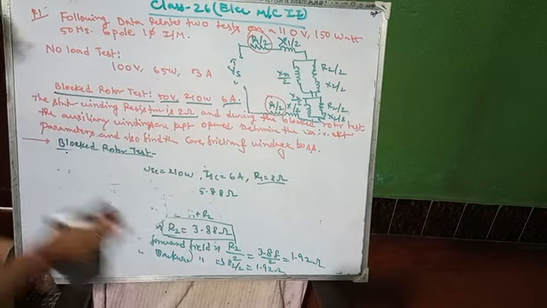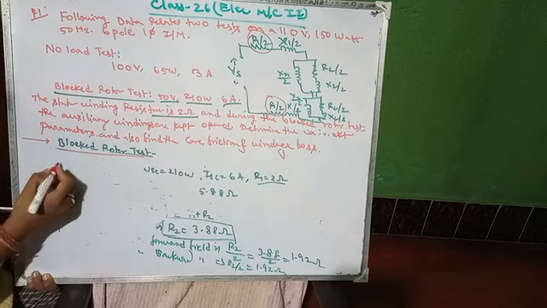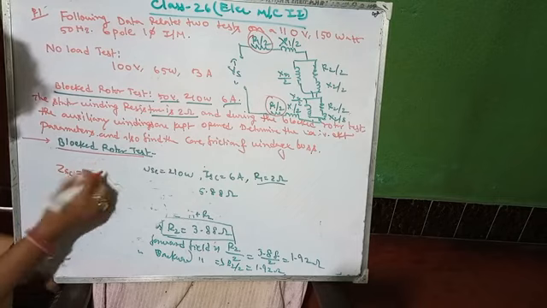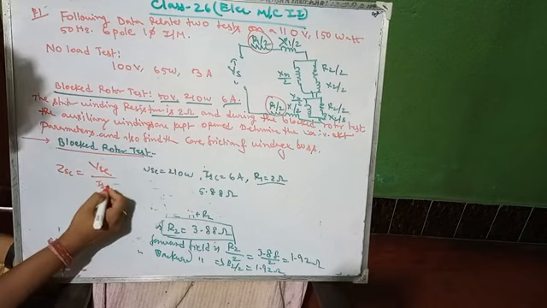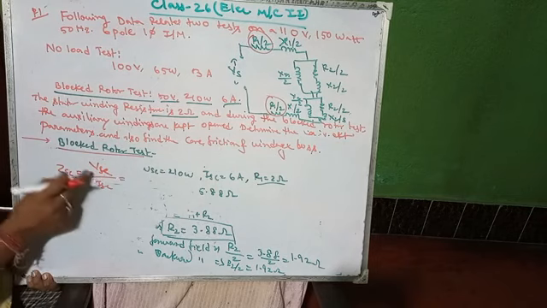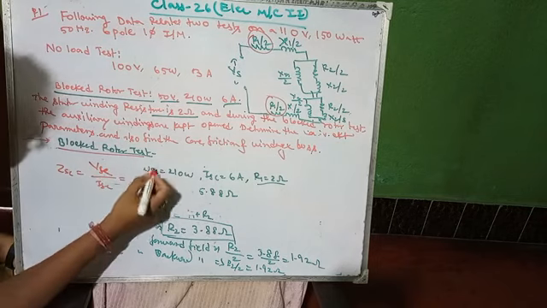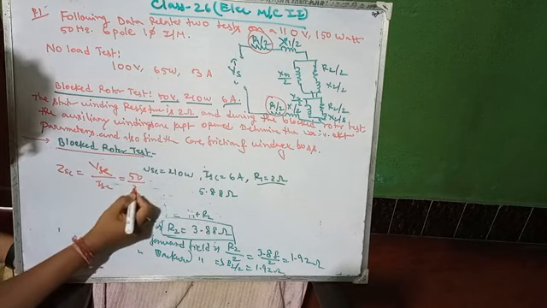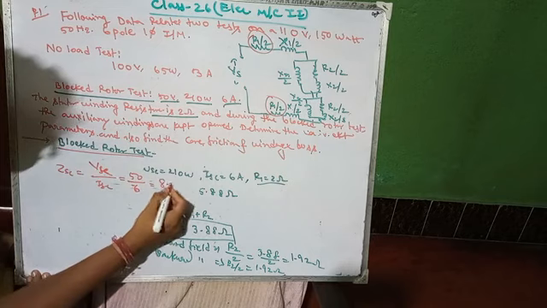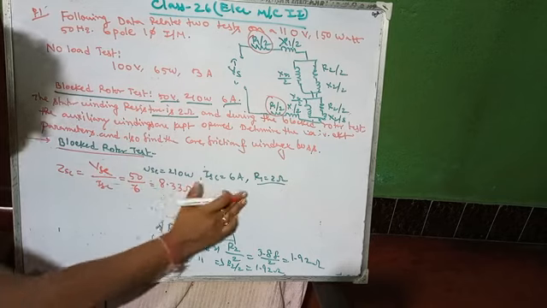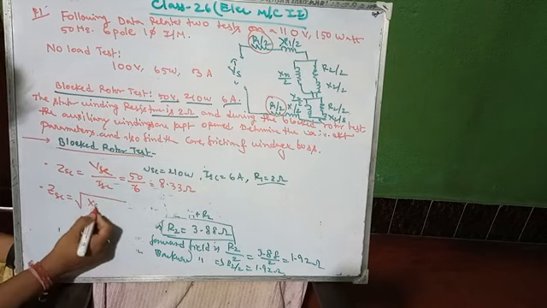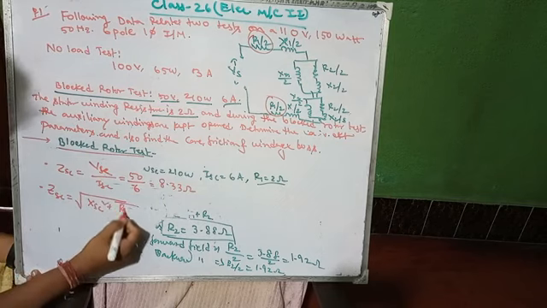From this given data we can again solve that ZSC equals what? ZSC equals nothing but VSC by ISC, because from Ohm's law V equals I into Z, from this concept we can calculate VSC by ISC. VSC equals 50 volt and ISC equals 6, right? So your ZSC equals 8.33 ohm. Okay, so again from the definition of ZSC, it will be equal to the square root of XSC whole square plus RSC whole square.